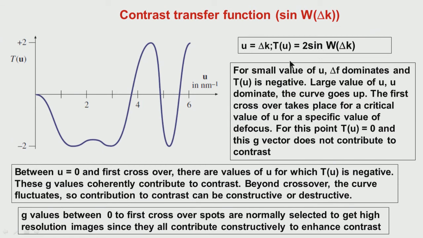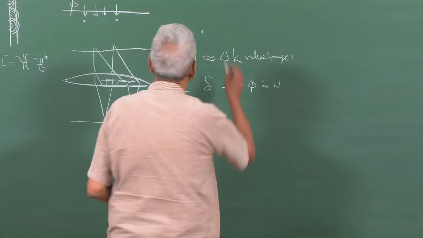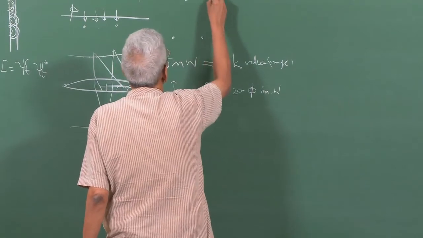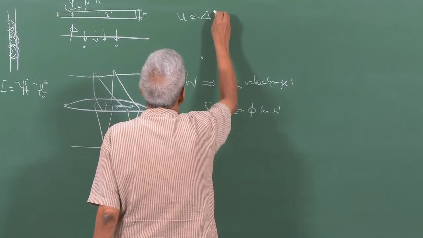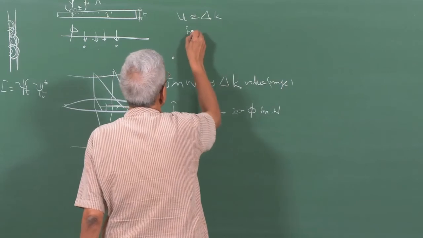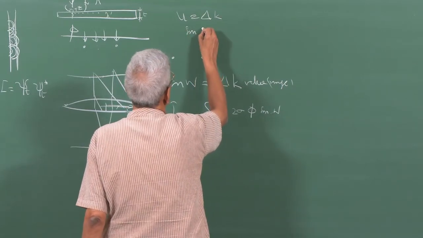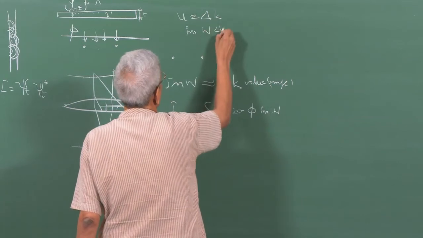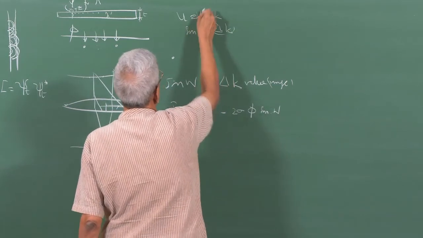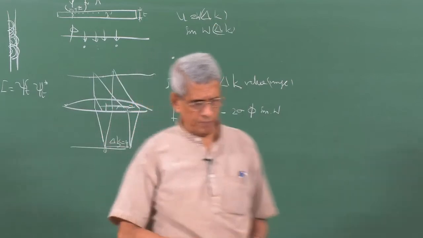So, this is what is essentially being done. There is a specific value which is called the optimum value of defocus. For that optimum value of defocus, if we try to plot it, we can see that from this particular value to this particular value, this Tu in this diagram is nothing but twice sin u, which is equal to sin of W of delta k. This is what is going to happen.